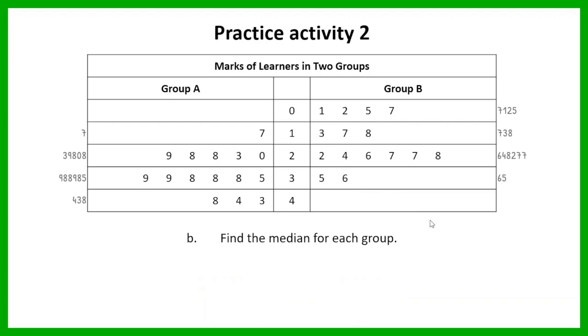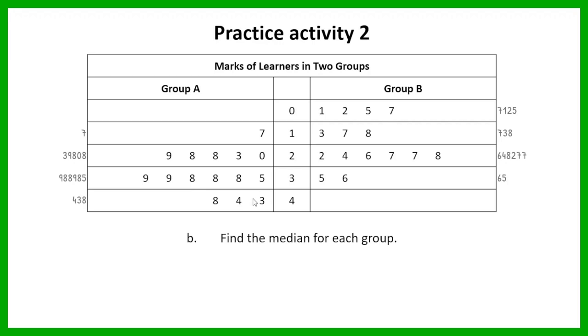Now, first of all, both groups have the same number of learners in them. But you need to find out how many that is in order to be able to work out where the median is going to be. So we're going to work out the position of the median. But first, let's count how many there are. So there's 1, 2, 3, 4, 5, 6, 7, 8, 9, 10, 11, 12, 13, 14, 15. And if you count this, you'll also find this 15. So in both groups, there are 15 learners.